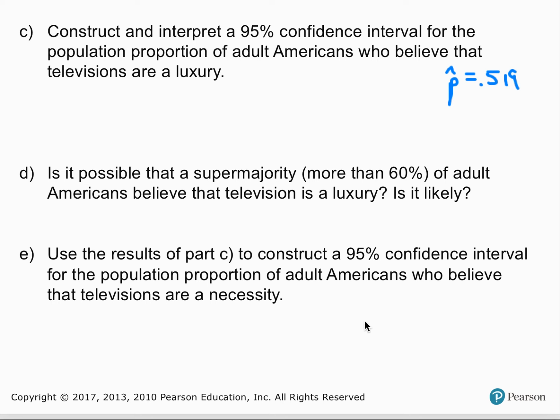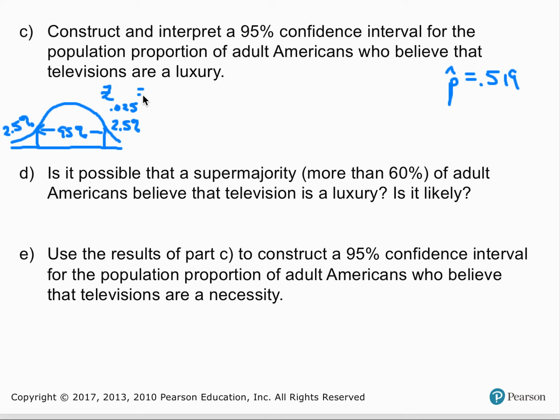All right, now construct and interpret a 95% confidence interval for the population proportion of adult Americans who believe that televisions are a luxury. All right, so once again, if it's a 95% interval, that means this is 95%. And so what's left over is 5%. And half of 5 means I've got 2.5% and 2.5%. So the z that I'm looking for is z sub 0.025.